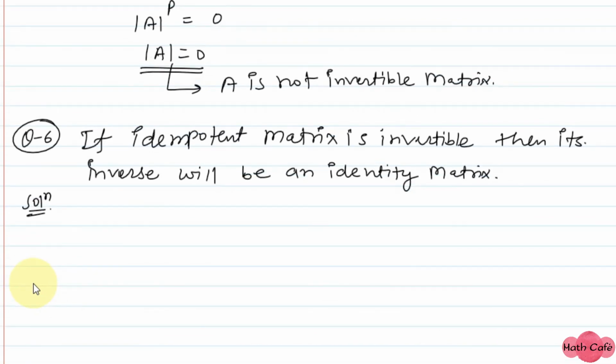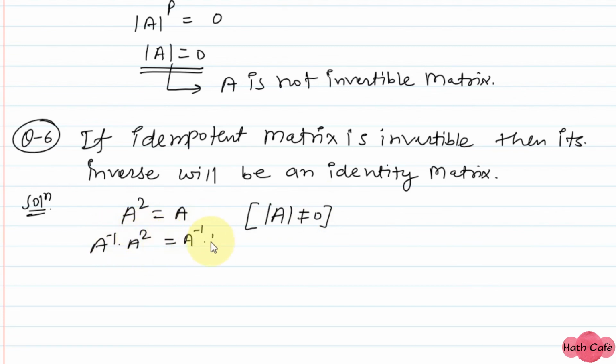It is given in the question that the idempotent matrix is invertible. Invertible means we can find A inverse. Then we need to prove that its inverse will be an identity matrix. As we know, for an idempotent matrix, A square will always be equal to A. And as we know that matrix A is invertible, that means determinant of A will not be equal to 0. So finally I can obtain A inverse. Now I am going to pre-multiply A inverse on both sides. So A inverse multiplied by A square will be equal to A inverse multiplied by A.